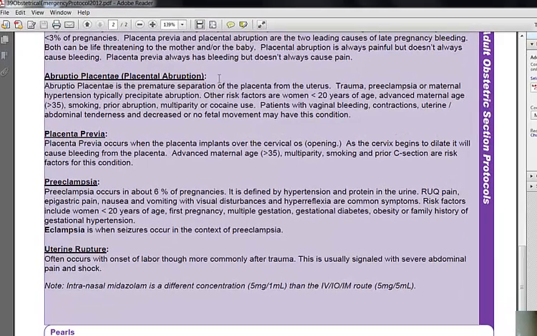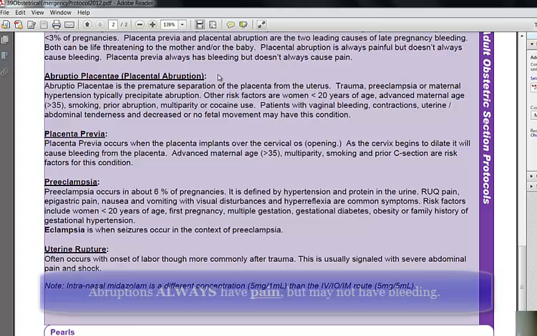So placental abruption is where the placenta inappropriately separates from the wall of the uterus early, and so you get bleeding in between the placenta and the uterus. It doesn't always come out, so you can have abruption with no bleeding whatsoever.